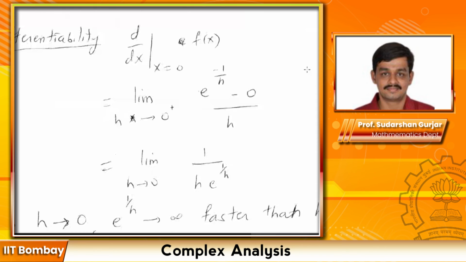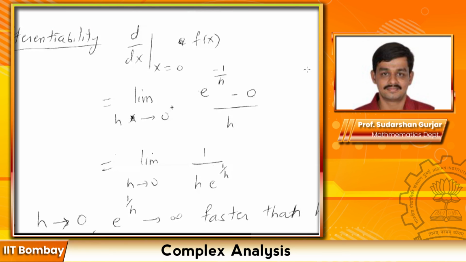So let's compute d by dx of f(x) at x equal to 0. So what is this? This is the limit as h tends to 0 from the right. I should compute the limit from the right and check that it is equal to 0. The limit from the left is going to be 0 anyway. So this is the limit as h tends to 0 from the positive side of (e raised to minus 1 by h minus 0) upon h, which is the limit of 1 upon h e raised to 1 by h.